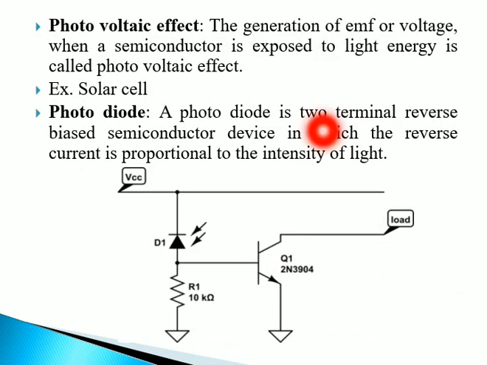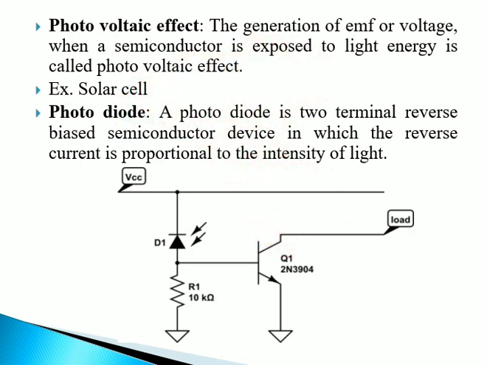The third is the photovoltaic effect. From the word voltaic you will get to know that this is a generation of EMF or voltage when a semiconductor is exposed to light energy. This is called the photovoltaic effect, and this occurs in the solar cell. So we will see them one by one.